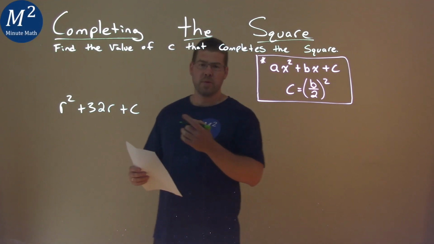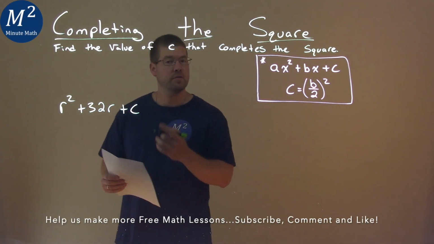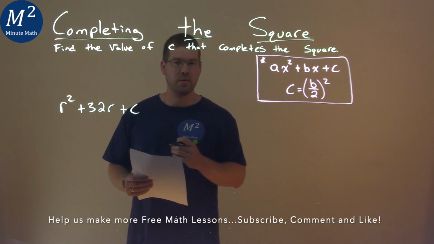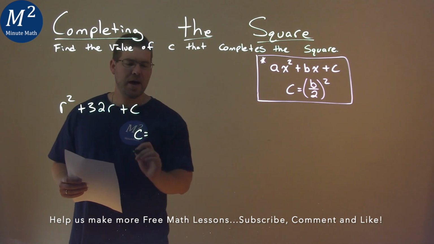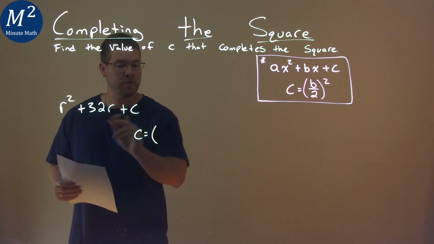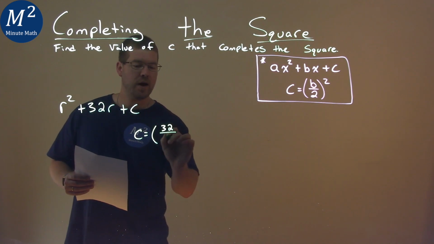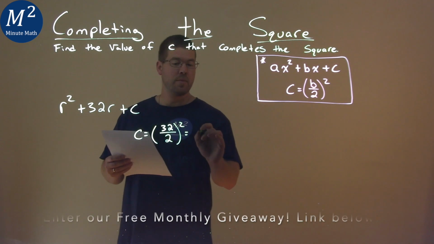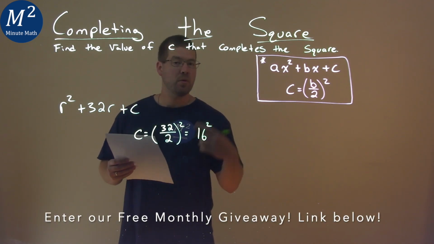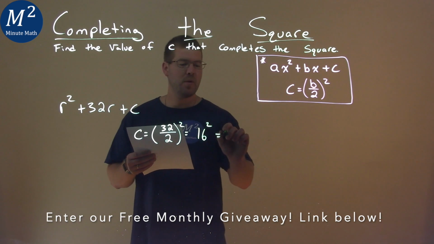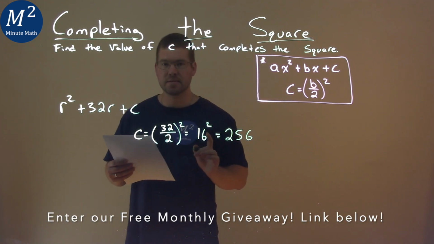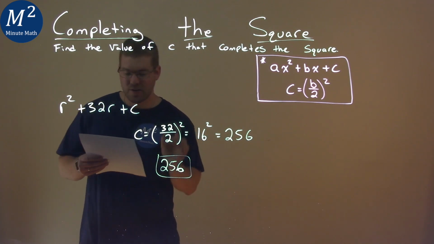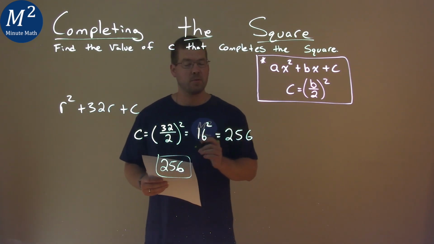We're given this problem right here, r squared plus 32r plus c, and we need to find the c value that completes the square. My c value has to equal my b value, which is 32, divided by 2, all squared. Well, 32 divided by 2 is 16. We still need to square the 16, and we have 256. So 256 is the c value that completes the square.